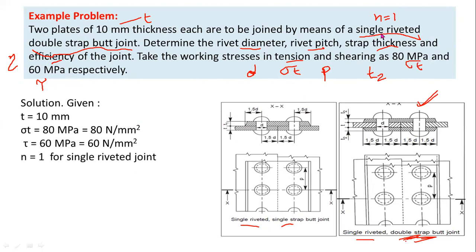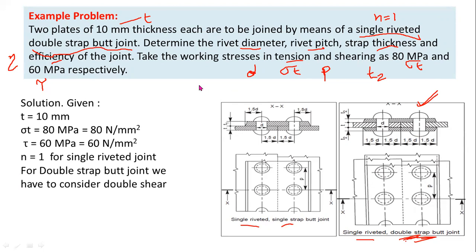And n equal to 1 for single riveted joint. Here, the given question is a double strap butt joint. For double strap butt joints, you have to consider double shear. For single strap butt joint, you have to consider single shear.